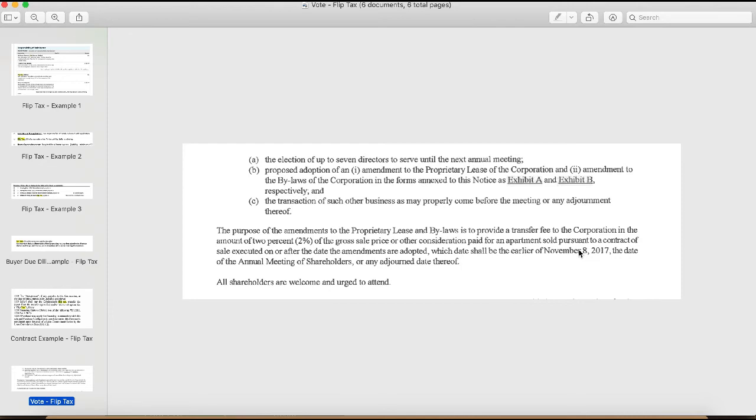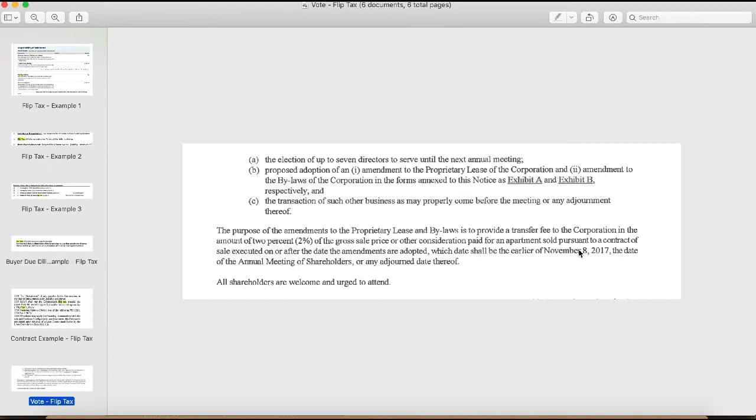So if you're in this rare situation and a flip tax is being considered by your building, you may want to think about when that would go into effect, and whether or not as a seller you'd be able to figure out a strategy which would allow you to maximize the chances of getting to a signed contract prior to that date where the new flip tax is adopted.